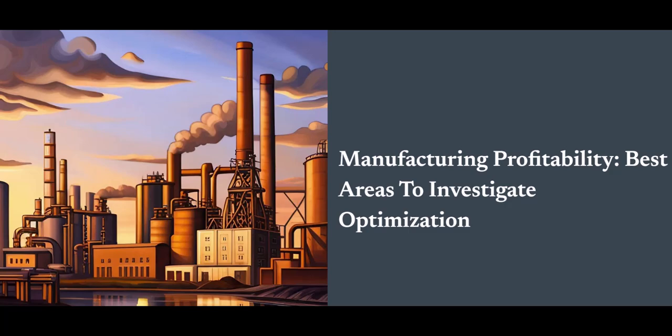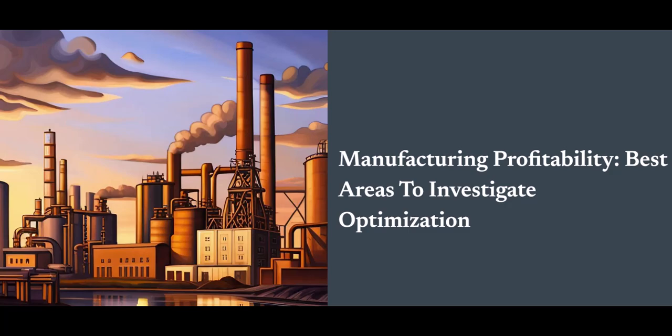Finally, we have sustainability. As the manufacturing landscape evolves, sustainability has become a major consideration. Companies are under increasing pressure to operate responsibly, and this includes minimizing waste and reducing environmental impact. By optimizing manufacturing processes with sustainability in mind, businesses can not only improve their bottom line, but also contribute positively to the planet.